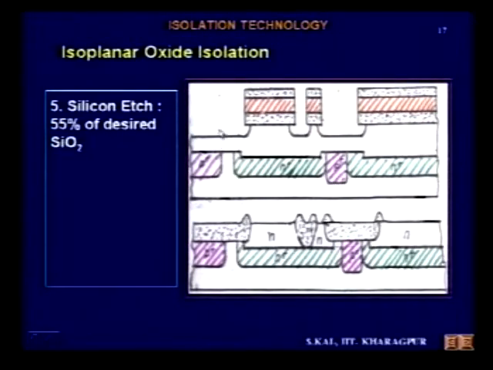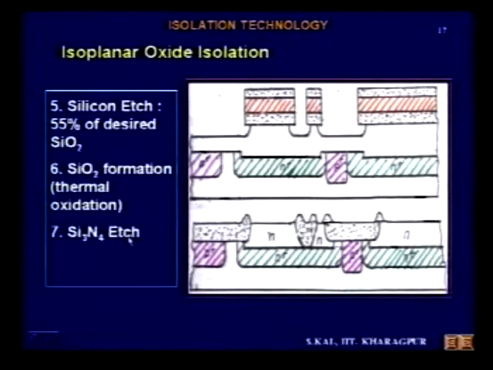If you grow local oxidation here, this portion will be prevented, no growth of oxide, because silicon nitride will cover it. Once the complete 1 micron silicon dioxide is formed by thermal oxidation, you etch the silicon nitride, and then you remove the pad, and you are getting this structure. This is one island, this is one island, and you see this is the collector contact, and this is the base and emitter contact. These two are again separated by an oxide wall. That is also another advantage. So this is the isoplanar oxide isolation process.